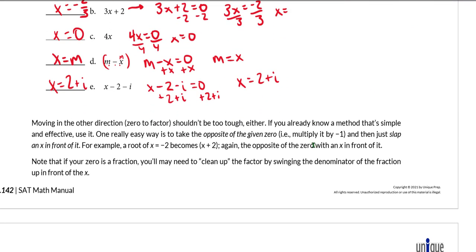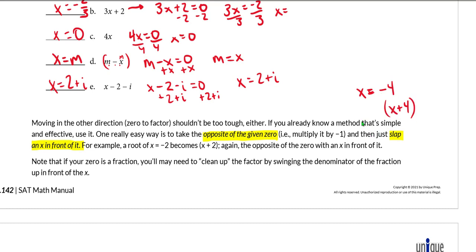In terms of going in the other direction, in other words, going from your zero to your factor, there are multiple ways that we can do this. One easy way to do it is we just take the opposite of the zero that's given and we throw an x in front of it. So in the case of a zero like x equals negative 4, we just take the opposite of that zero and we throw an x in front of it.